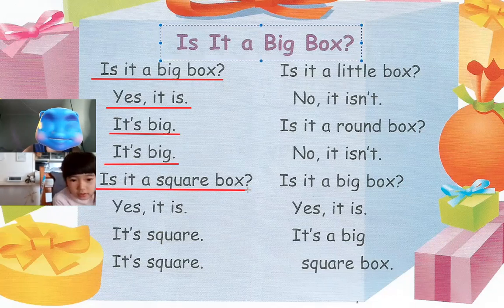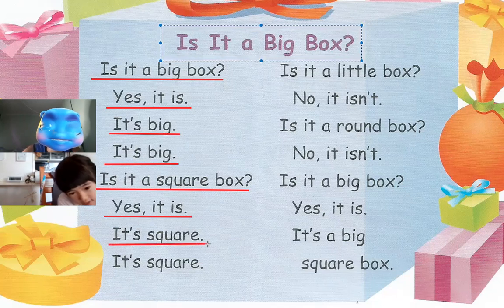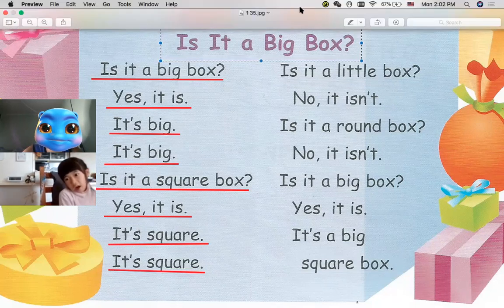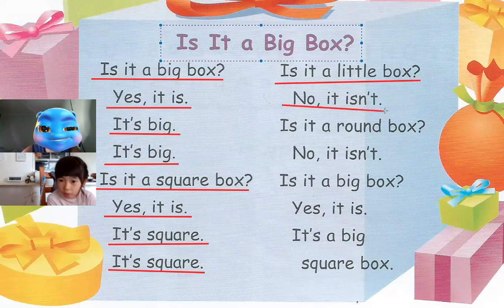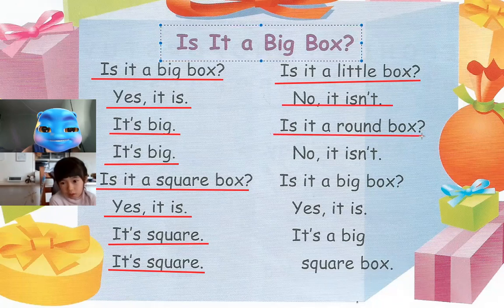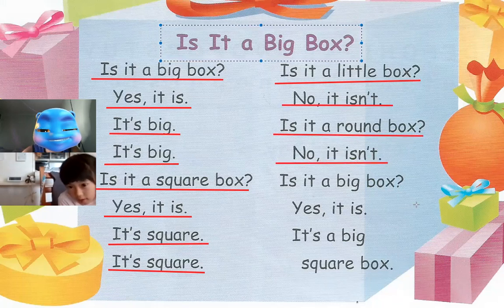Is it a square box? Yes, it is. It's square. Is it a little box? No, it isn't. Is it a round box? No, it isn't.